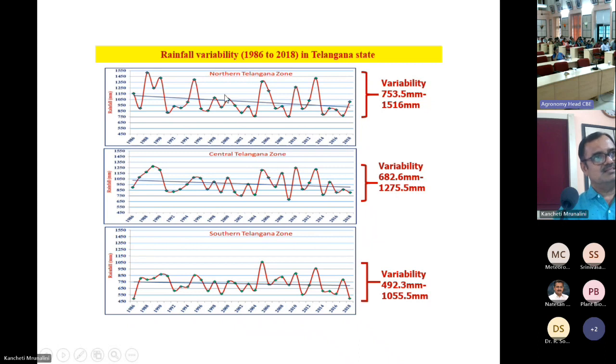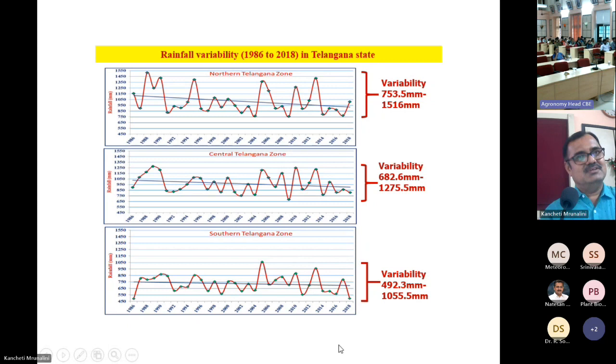Northern Telangana region is a high rainfall region. Central is medium, and Southern Telangana is a low rainfall region. Unfortunately, in Southern Telangana, soils are also very light, where normally millet crops, low value crops, will be grown. In Northern Telangana, the high rainfall region, that is the Godavari area, we have a good canal system. In Central Telangana, the Krishna River basin canals are there.